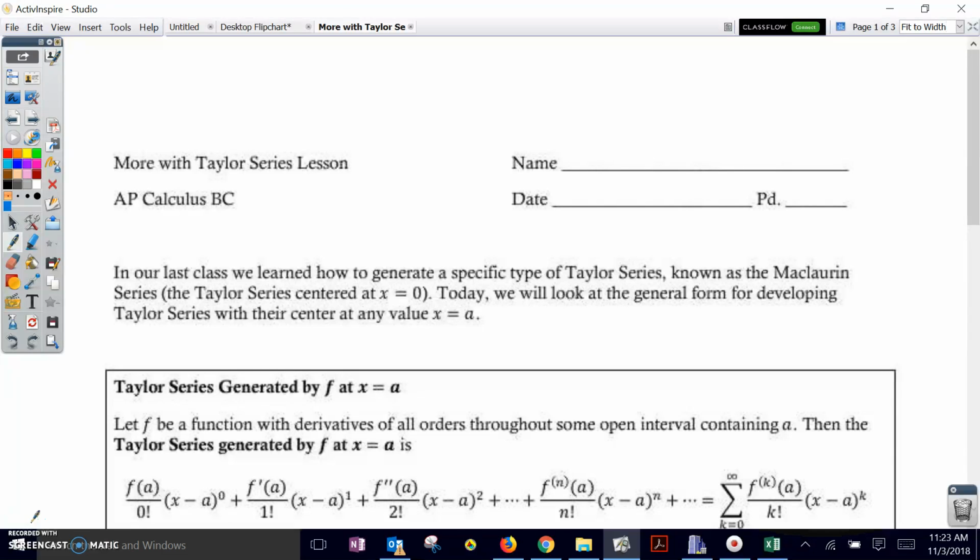Alright, welcome back everybody. In this video we're going to look at the first example from the More with Taylor Series lesson.